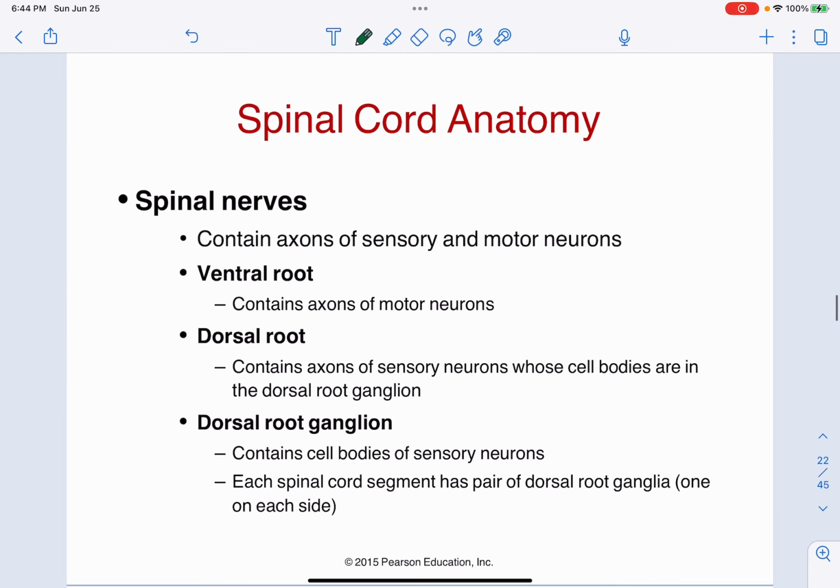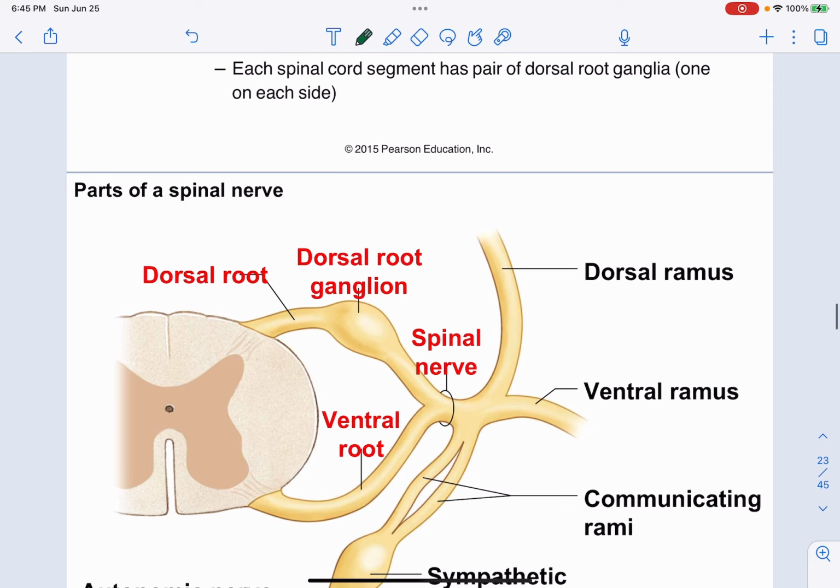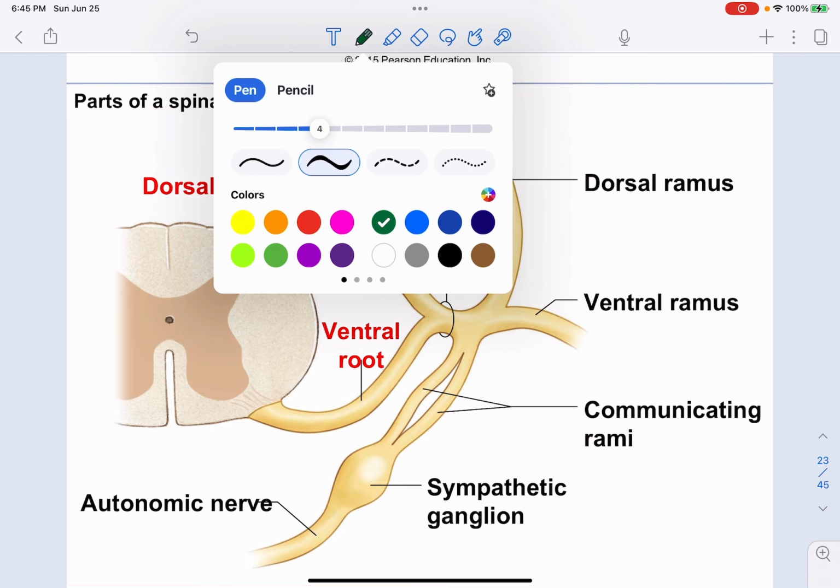The spinal nerves contain axons of both sensory and motor neurons. And there are roots coming off of the spinal cord that lead to these spinal nerves. There are two of them: a ventral root and a dorsal root, and they contain very specific information. The ventral root is always going to contain motor neurons, and the dorsal root is always going to contain sensory neurons. And I'm going to come back to this dorsal root ganglion when I show you a picture of all of this.